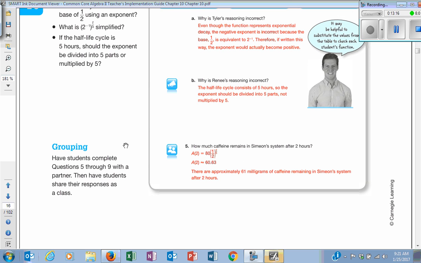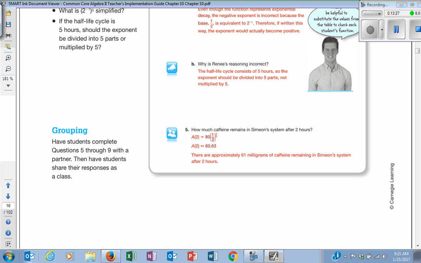How much caffeine would be in it after 2 hours? Again, you would take the equation we can't have, plug in a 2 right there, and then use your calculator and solve it out. You should be able to get this answer using your calculator.